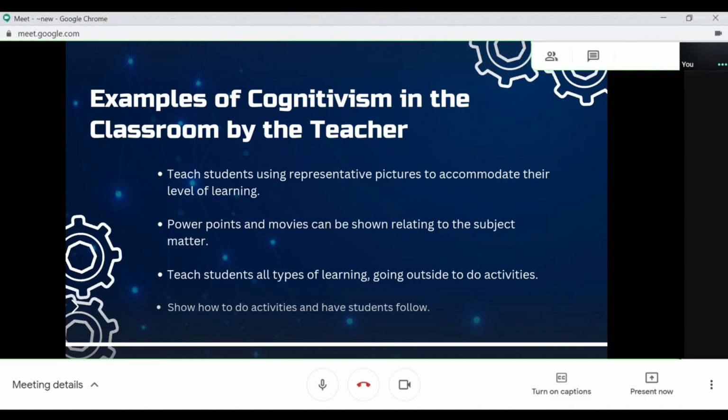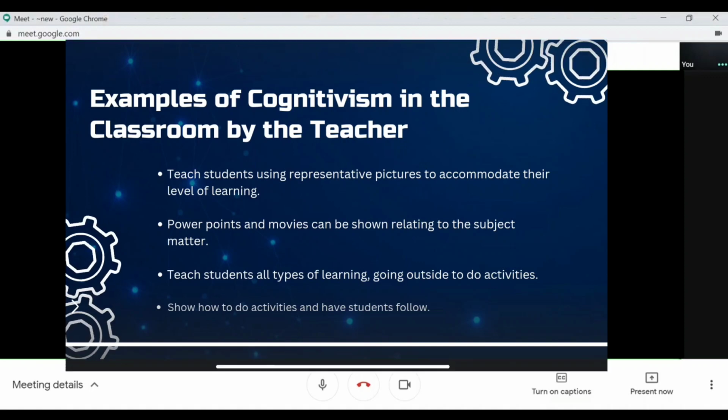And the last example is show how to do activities and have students follow, because it increases their attention and focus and motivates them to engage in higher level critical thinking.